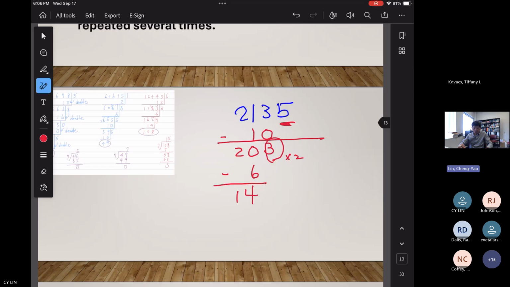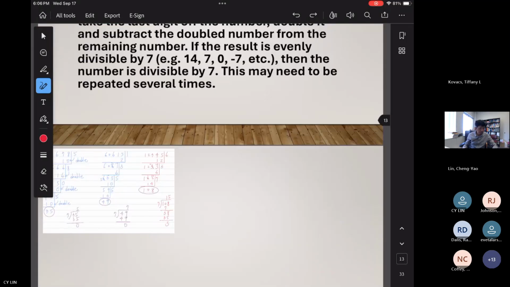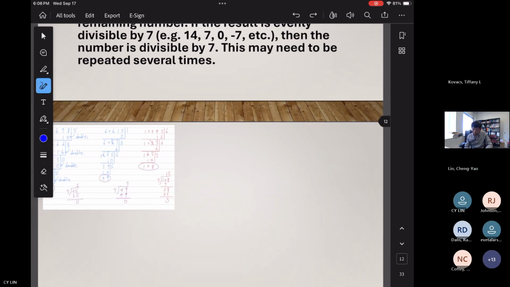Okay, how about this one? Can you try this one? Take this number, 123456. Try it, see if this is divisible by 7 or not.